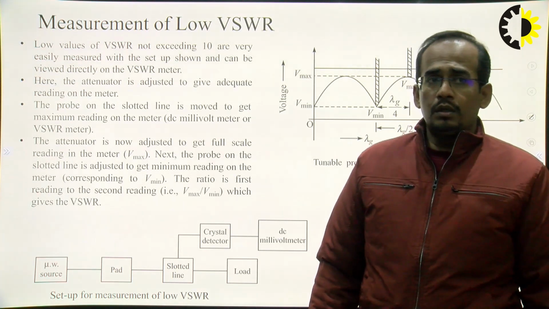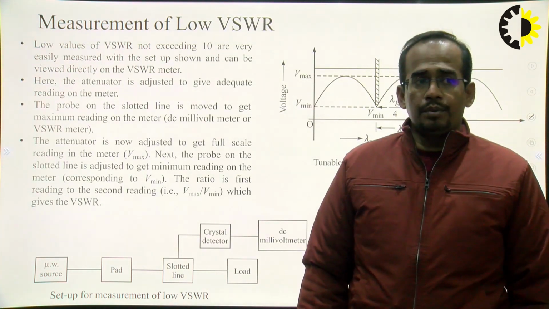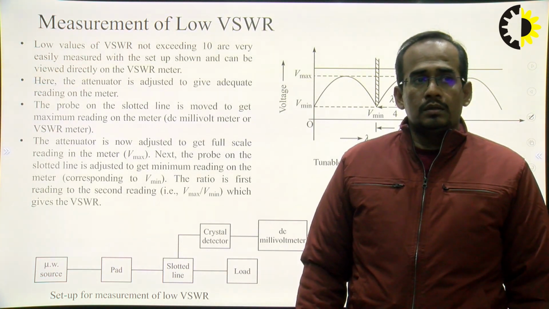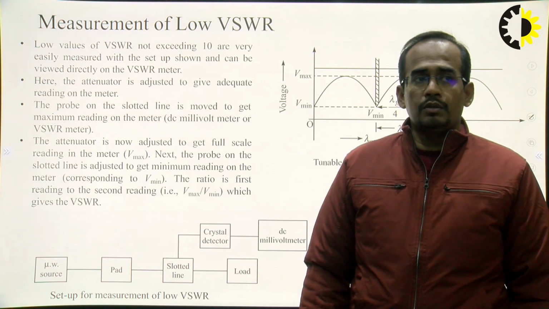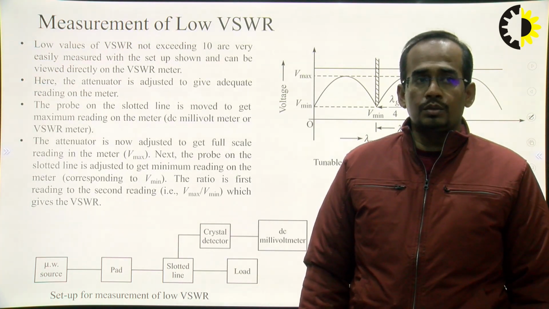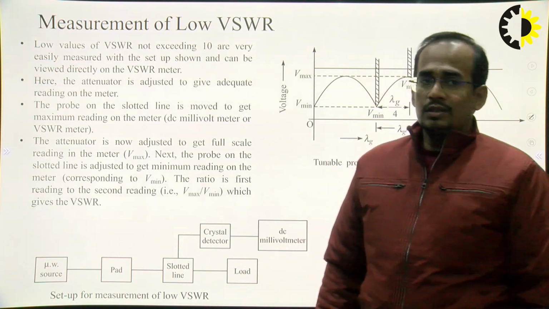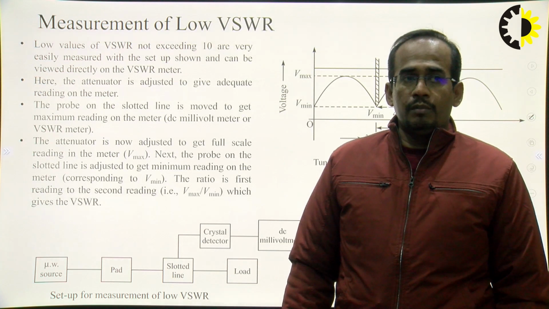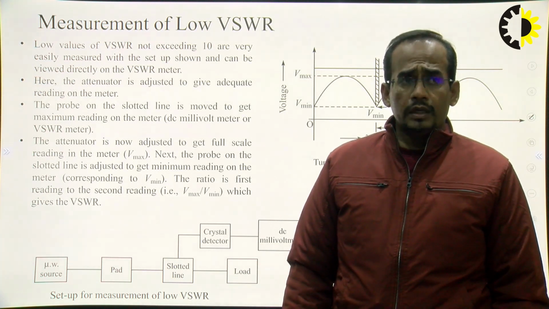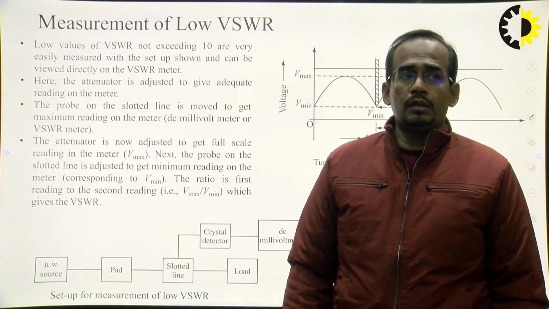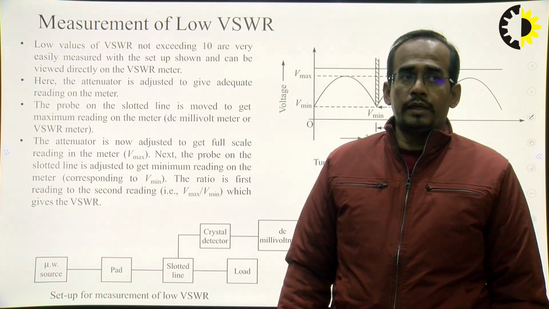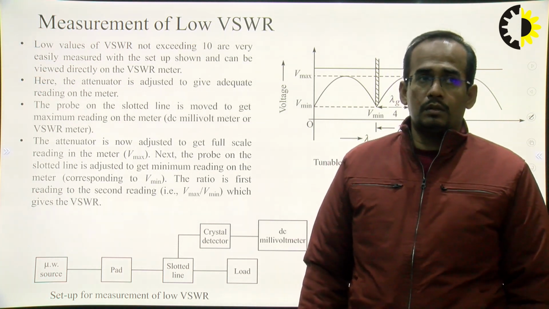In this setup we are using the slotted line and crystal detector. Slotted line is used for getting the maximum reading of the meter, that is the DC voltmeter. The DC millivolt meter is used here, or you can say this is the VSWR meter. By moving this slotted line, we can get the maximum reading, and the attenuator is used for adjusting to get an adequate reading on the meter.